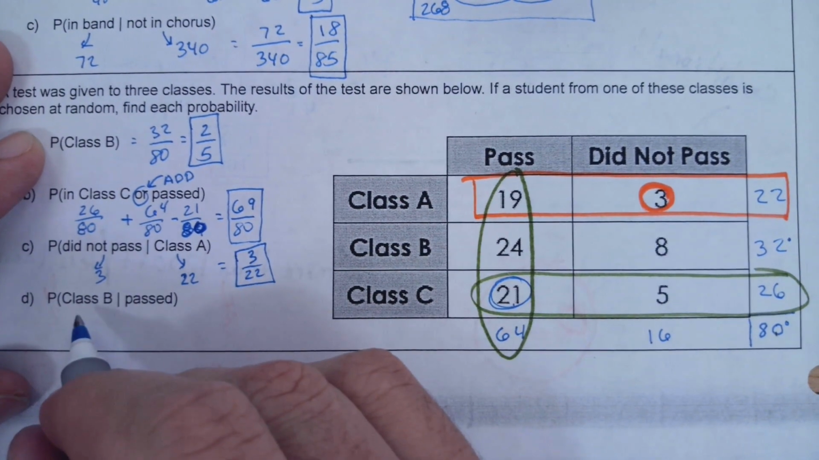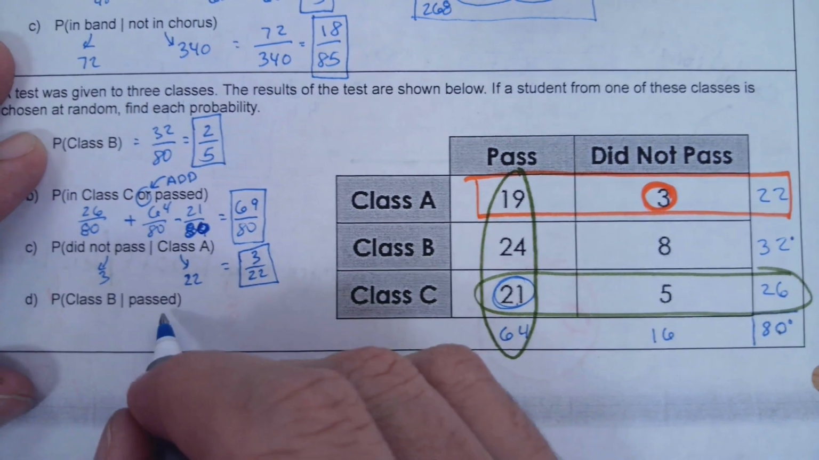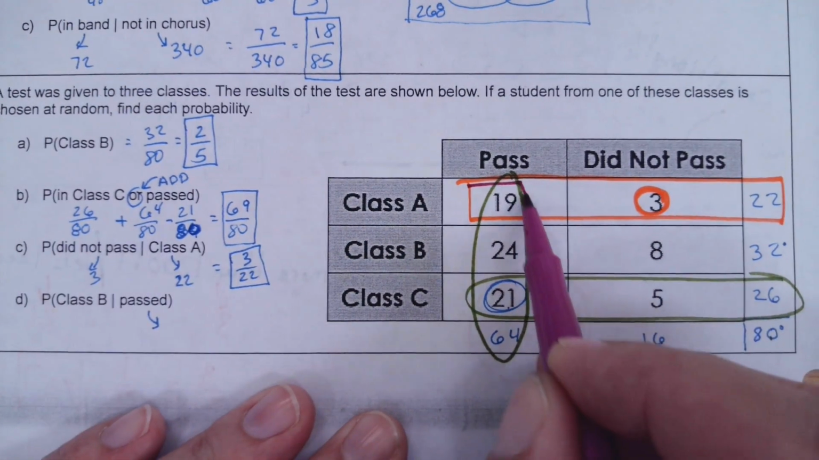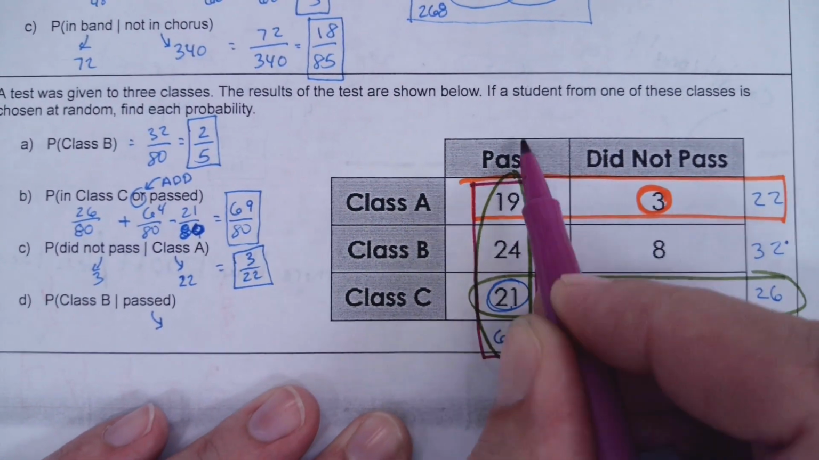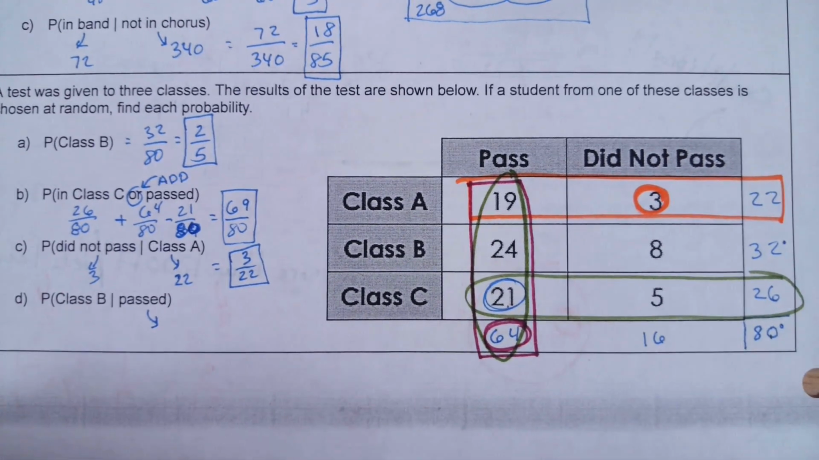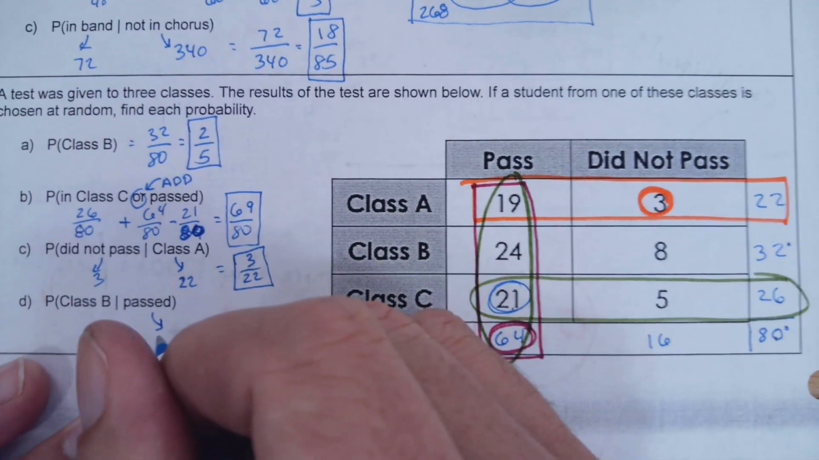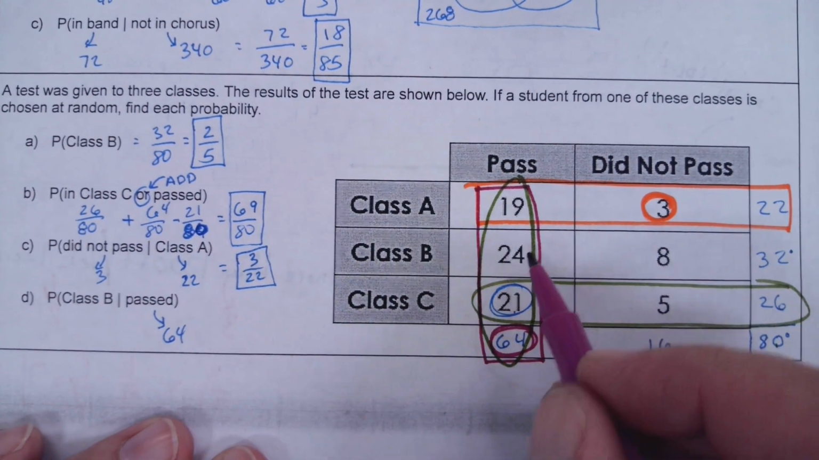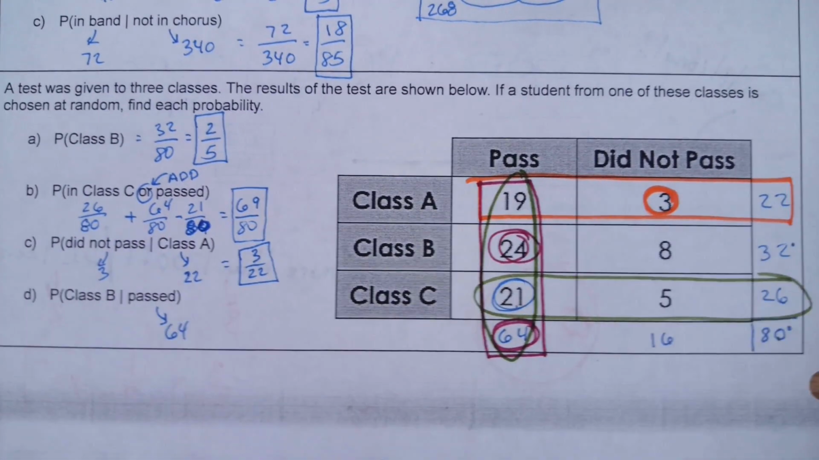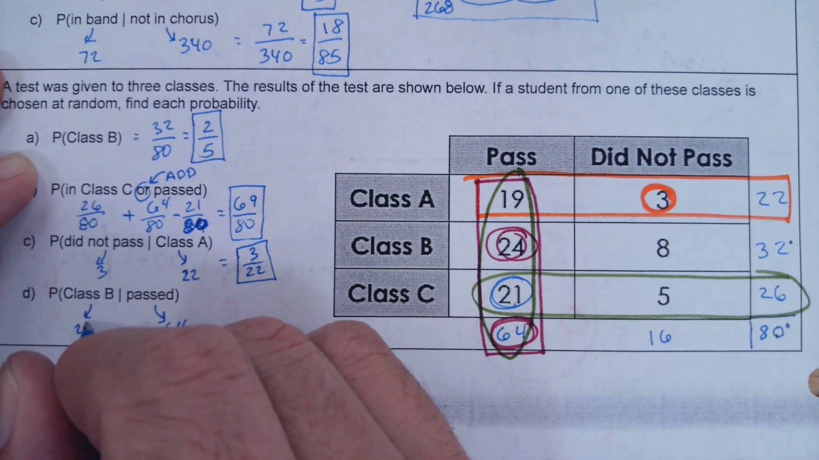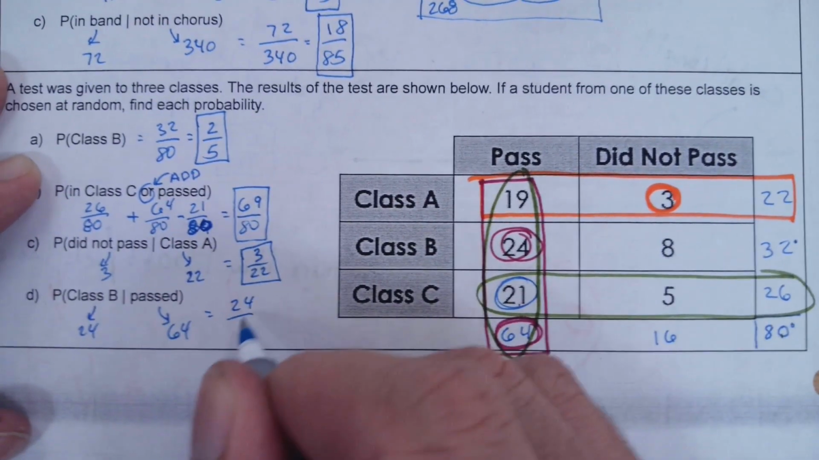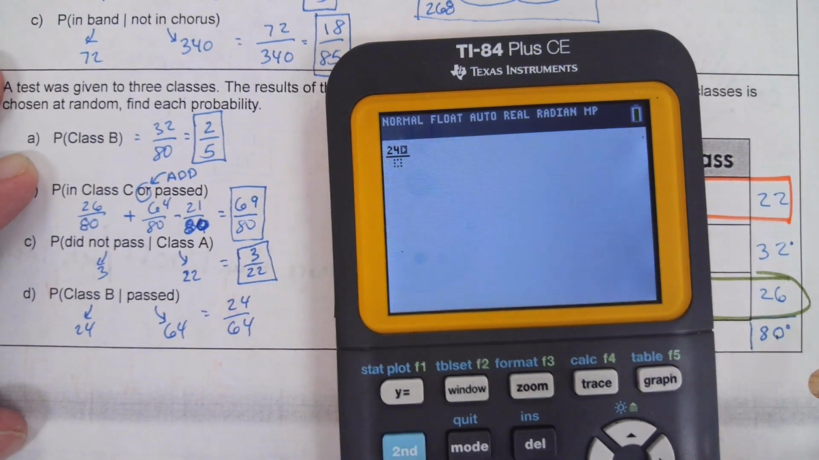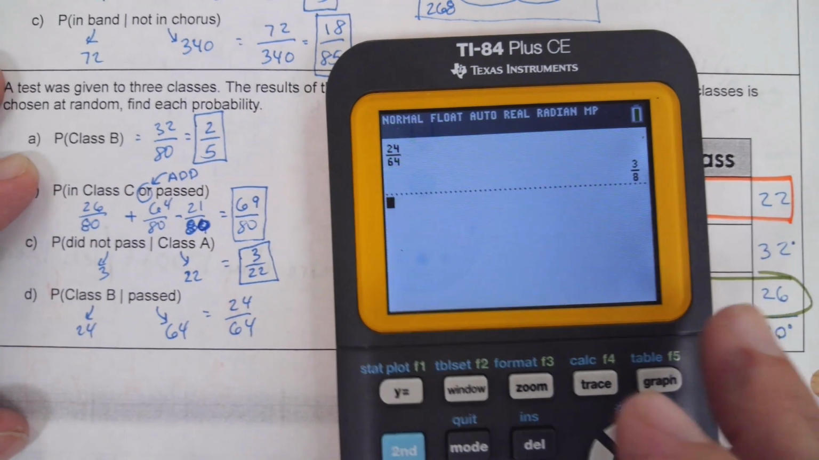All right, last one. Probability of being in class B given that you pass. So you had to pass. So we go back to pass. How many passing did we have? We had 64 pass. How many of those 64 were in class B? 24. So we have 24 over 64, which will reduce to 3/8.